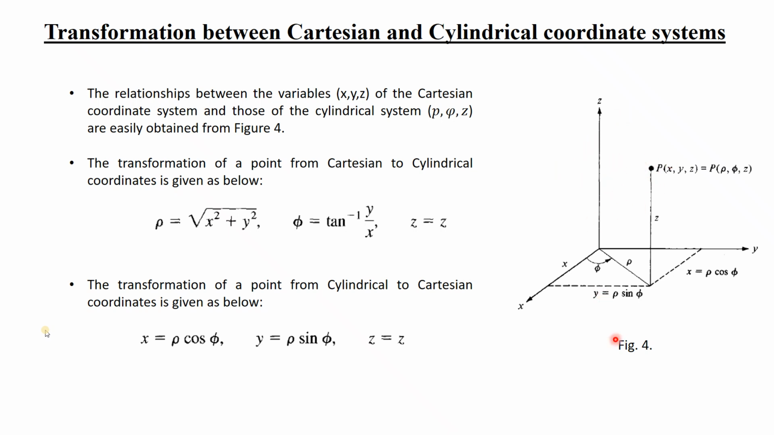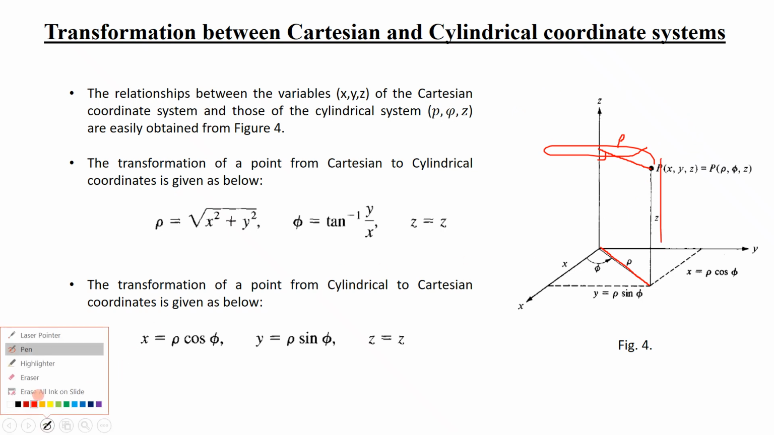Now, what is the relationship? It is quite easy because we have already derived the cylindrical coordinate system with respect to Cartesian. See, Z is common. Now rho was obtained by drawing the perpendicular with respect to the Z axis. If I extend it downward, this is rho, the radius with which we draw the cylinder.